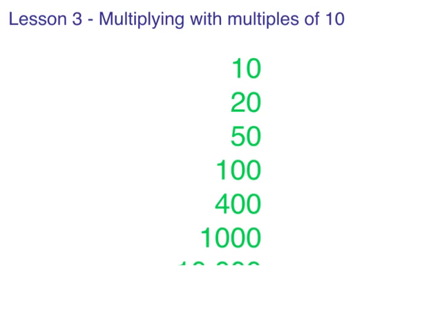Here's some other examples of multiples of 10. So we already counted those ones: 100, 400, 1,000, 10,000. All examples of multiples of 10. So there's a neat trick that's really quick and easy for when you multiply with those numbers. So let's try an example.